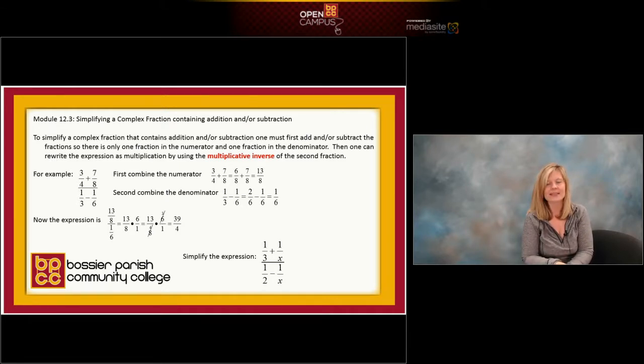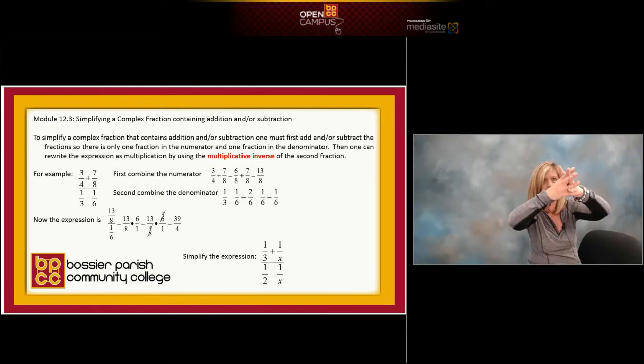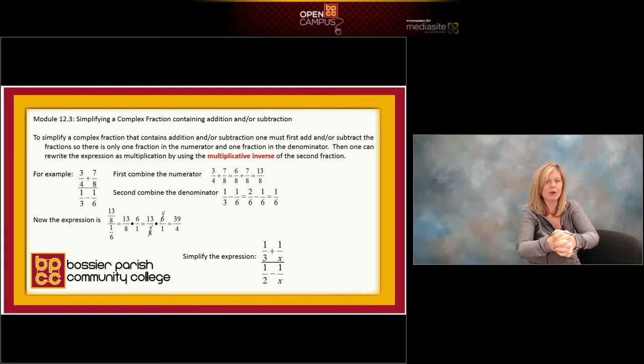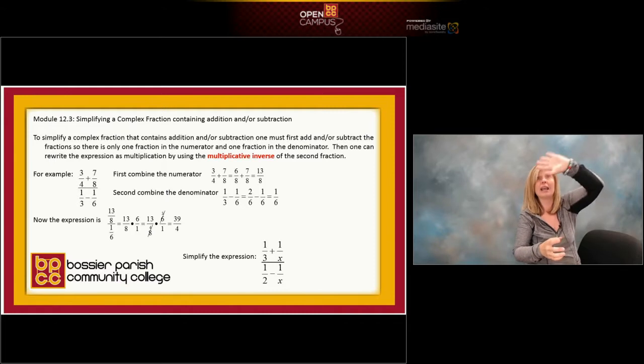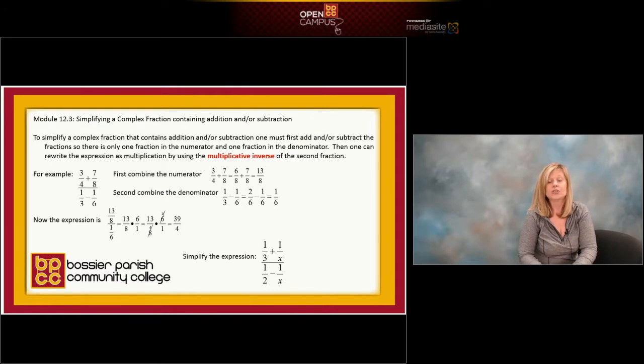But you cannot rewrite that as multiplication yet, because you don't just have 1 fraction in the numerator and 1 fraction in the denominator. So, ladies and gentlemen, if you have a complex fraction that has addition and subtraction, you're going to have to do the addition and subtraction first. You're going to have to take those 2 fractions in the numerator and put them together and make 1 fraction. You're going to have to take those 2 fractions in the denominator, put them together and make 1 fraction. And then when you have a fraction over a fraction, you can rewrite it as multiplication. So you're going to say, oh my, I don't know how to add and subtract fractions. You sure do. That was our whole module 11.